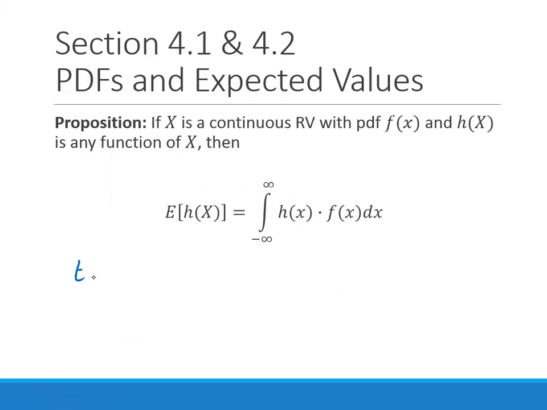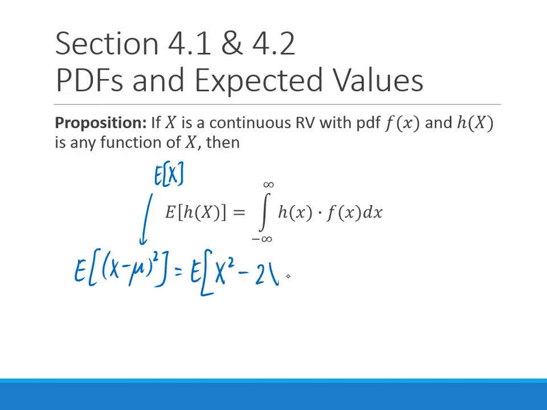So, the expected value of x minus mu squared. Well, remember mu is the expected value of x, so I'll put that in here. If I expand that quadratic term, that's going to be the expected value of x squared minus 2x times mu plus mu squared. I'm just expanding that quadratic term.